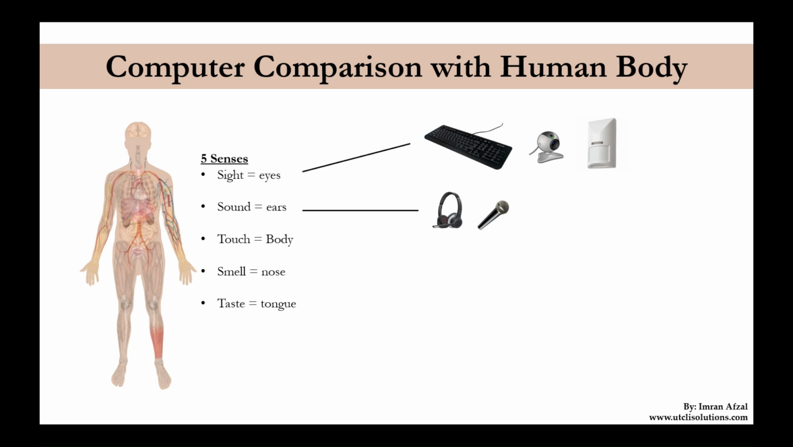Then we have touch. For the touch, we have a mouse. We use a mouse to move around our cursor. We also have a touch screen we could use to point. We could also use a pen, a touch pen. So these are the different peripherals that are available to us that perform the function of touch.